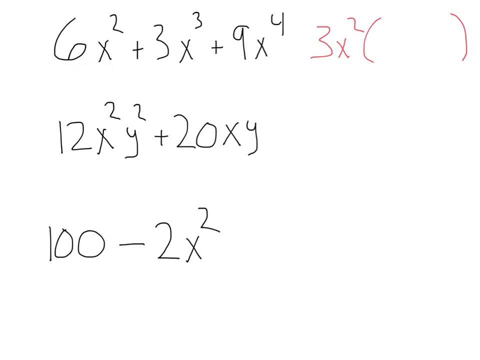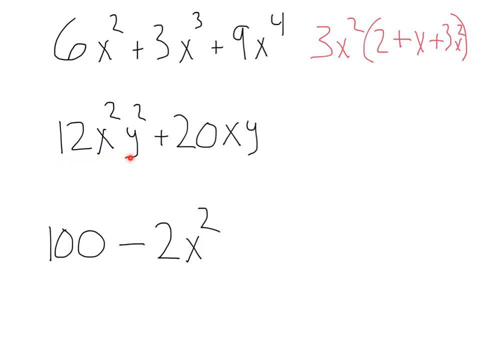Here, 6x squared, we're just going to have a 2 left, plus this 3x cubed. Well, this 3 is going to go away, and then we've got 1x remaining. And lastly, from this 9x to the 4th, we're going to have a 3x squared.